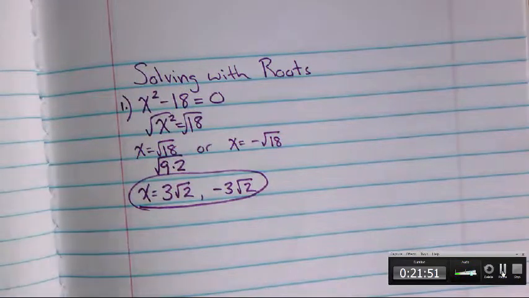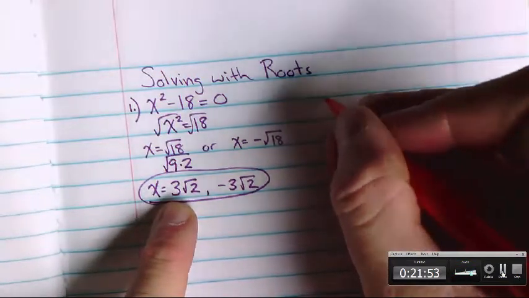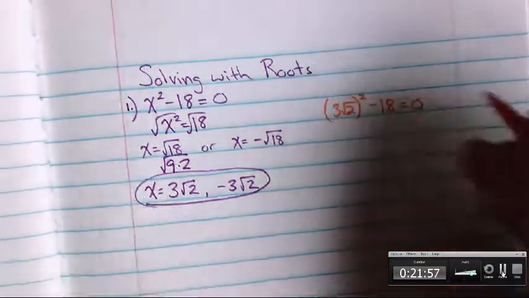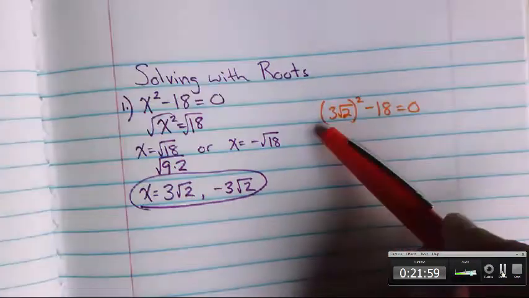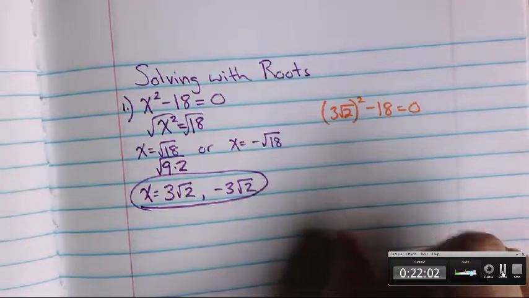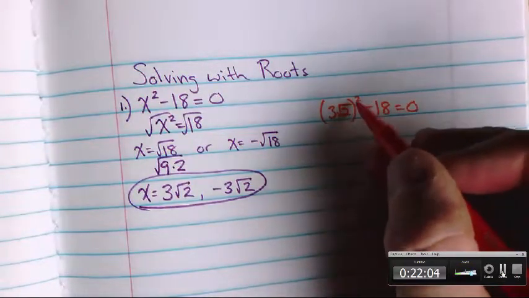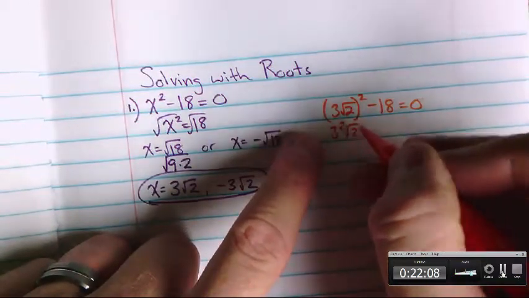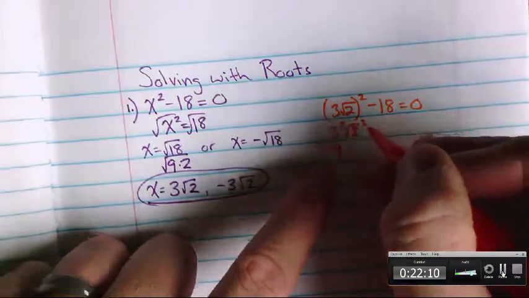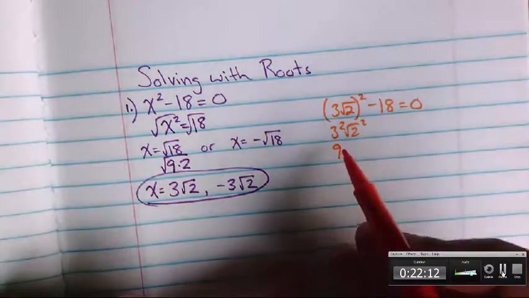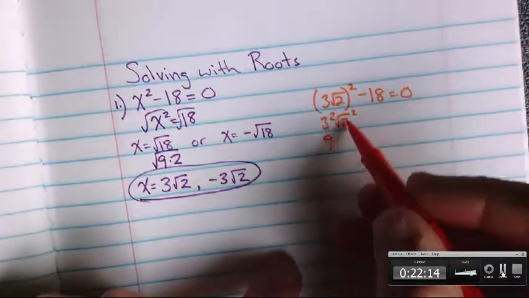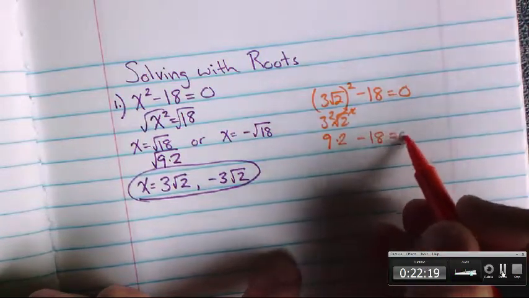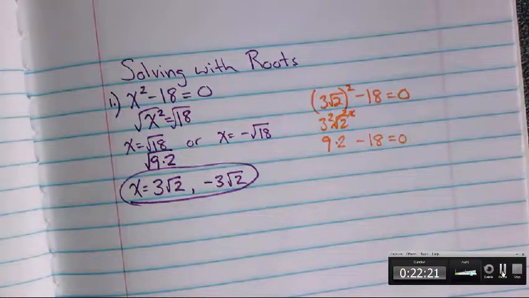Now, if we wanted to check our work, we can just take this answer and plug it back in up here at the top. 3 radical 2 squared. If we've got multiple things inside parentheses, we just square it all. What's 3 squared? 9. What's the square root of 2 squared? The square root and the square cancel, so it's just 2. And what's 9 times 2? 18. 18 minus 18 is 0. That checks.